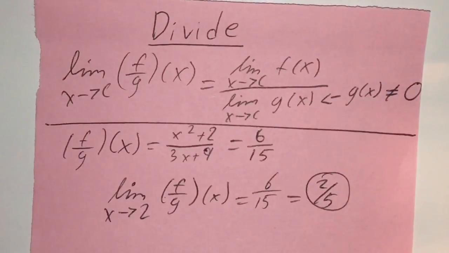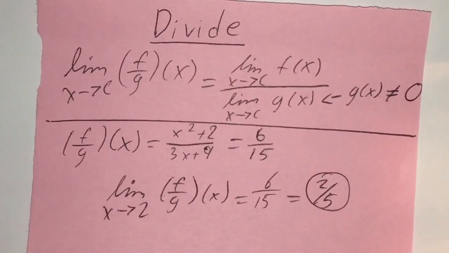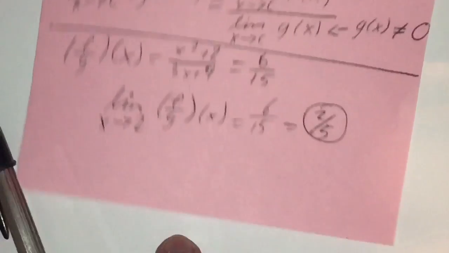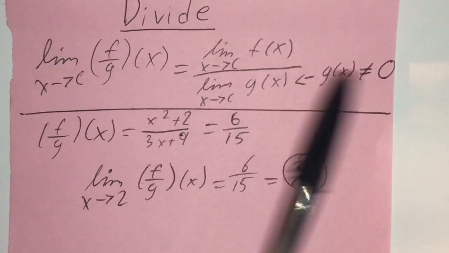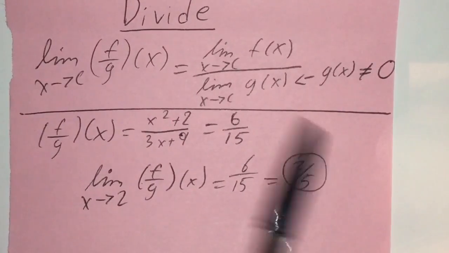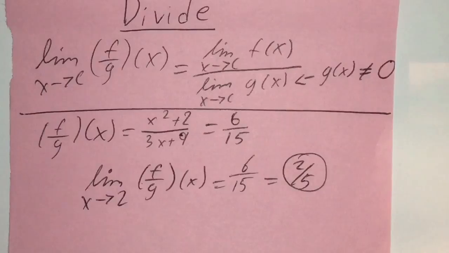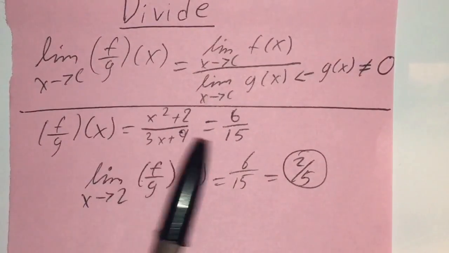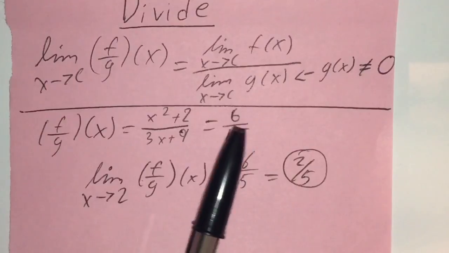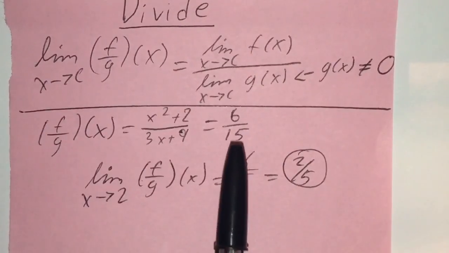Surprise, surprise. To round this out, we are going to divide. Now, this one's a little funky because you're not really going to put it in the calculator and you're not really going to divide. You're still going to put f of x over g of x, and g of x cannot equal 0 because you can't divide by 0. But instead of plugging in the formulas, you're going to plug in the limits. So the limit of f of x is 6 and the limit of g of x is 15.